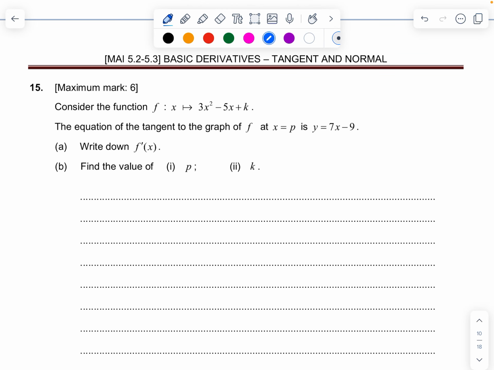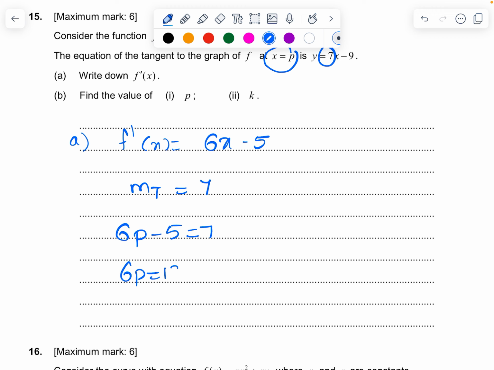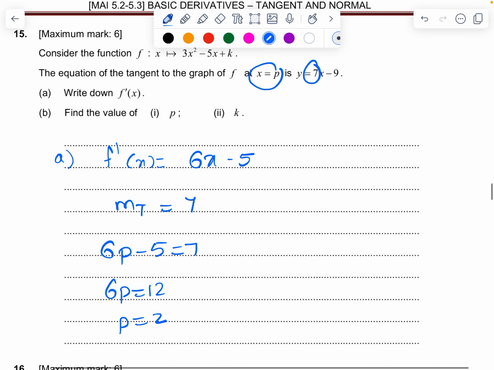Consider the function f of x. The equation of the tangent at x equals p is this one. Write down f prime x, and find the value of p and q. So f prime x will become 6x minus 5. But the gradient is nothing but what? 7. mt equals 7 at x equals p. So 6p minus 5 equals 7. 6p equals 12, p equals 2. I got the value of p as 2.